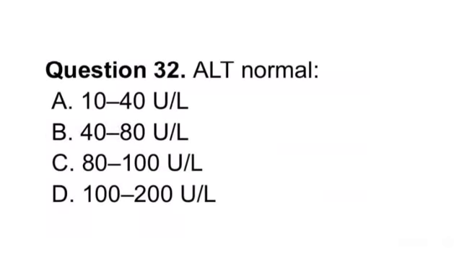Question 32. ALT normal. A, 10 to 40 U/L. B, 40 to 80 U/L. C, 80 to 100 U/L. D, 100 to 200 U/L. Answer A, 10 to 40 U/L.